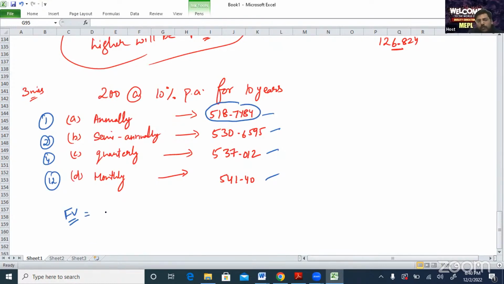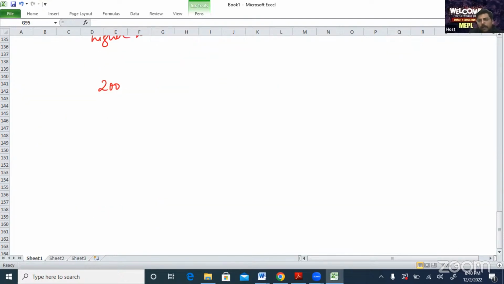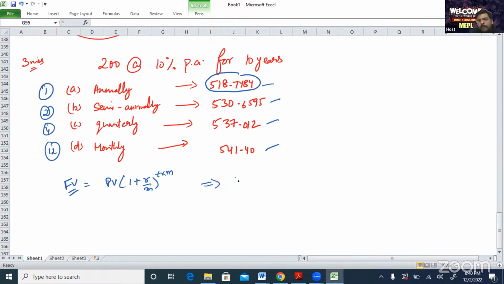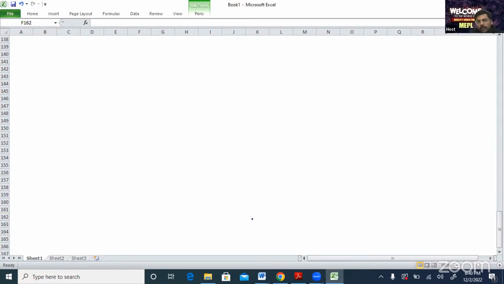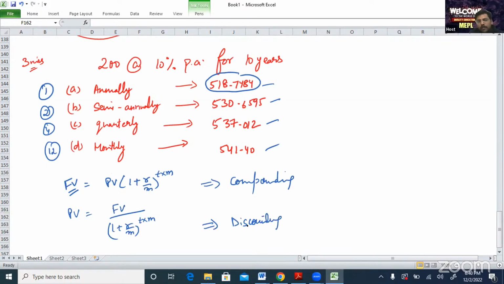So if my future value formula is future value equals, this is my complete formula, we can say. So this is compounding. Now, if I have to calculate the present value, if I rearrange my formula, that is what? That is my discounting.